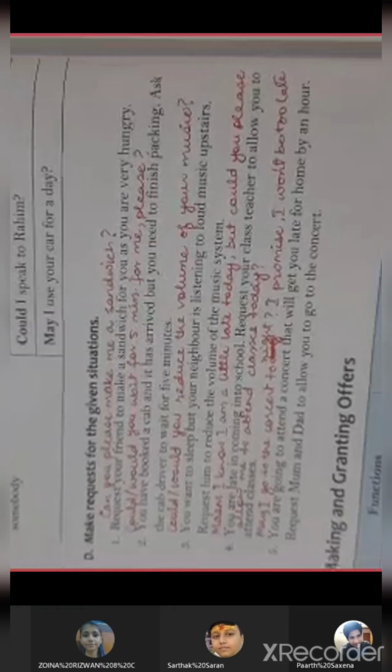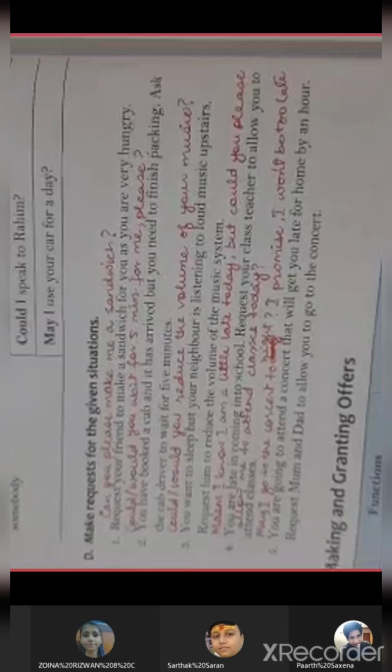Number four, you are late in coming into school. Request your class teacher to allow you to attend classes. Answer, ma'am, I know I am a little late today, comma, but could you please allow me to attend classes today? Question mark. I repeat, ma'am, I know I'm a little late today, comma, but could you please allow me to attend classes today?